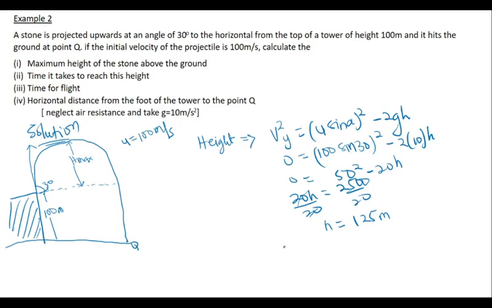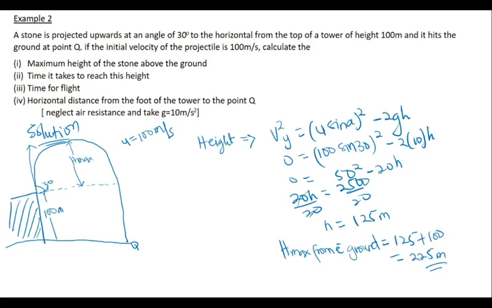But now the maximum height from the ground is the H max over here plus the 100 we have over here. So we have 125 plus 100, and this is 225 meters high. So the height from the ground is 225 meters high.